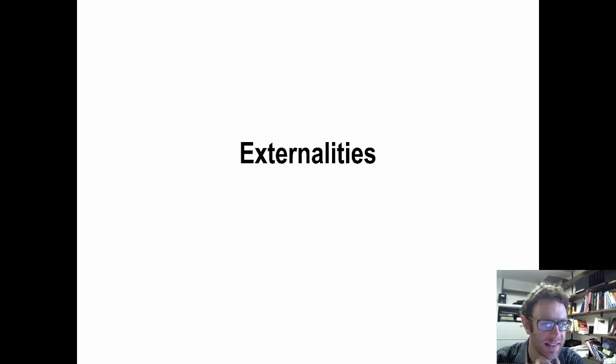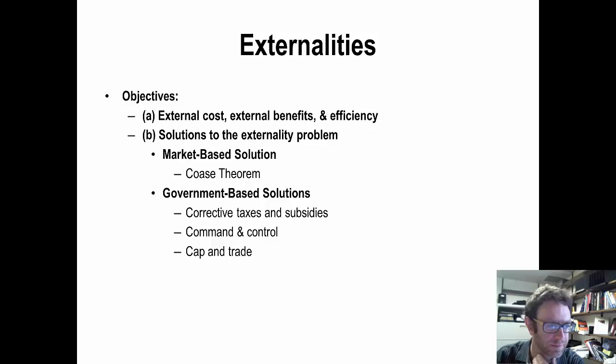Okay, so today's talk is on the topic of externalities. Just to quickly outline some of the core objectives of this lecture, we're going to be defining what it means to be an external cost and external benefits, and address the efficiency implications of external costs and external benefits. In particular, how the presence of these in the marketplace lead to deadweight loss. And then we're going to talk about some of the solutions of this so-called externality problem.